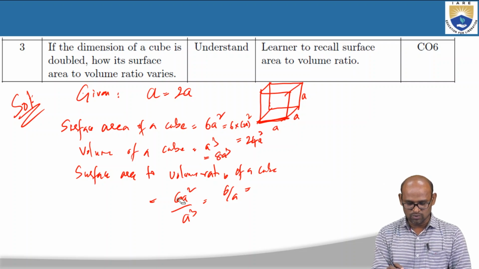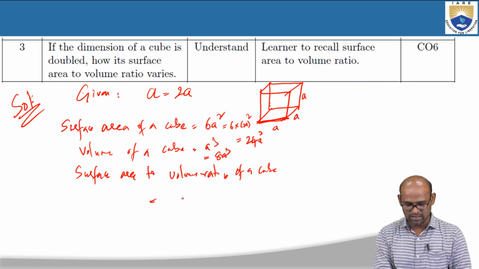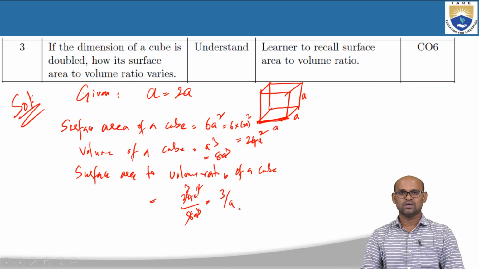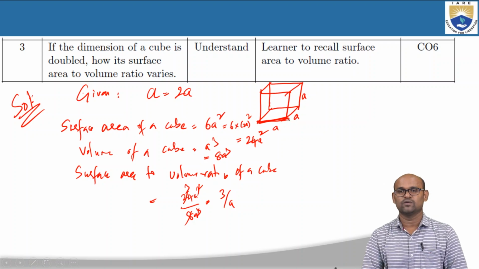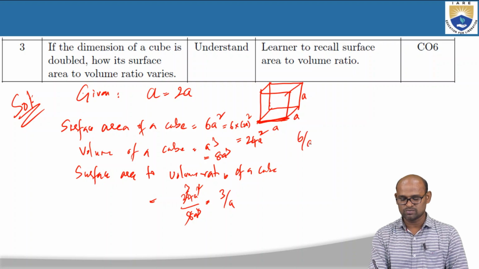So, here now, instead of 6a square by a cube, we will have surface area 24a square divided by 8a cube. So, that is 3 by a. Actually, if you take a cube of dimension a, then the surface area to volume ratio is 6 by a.